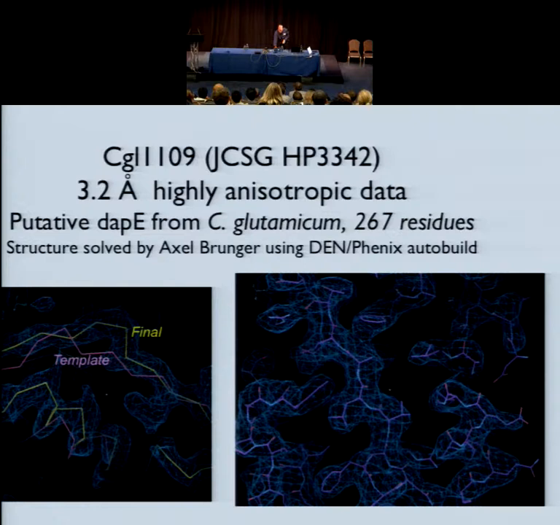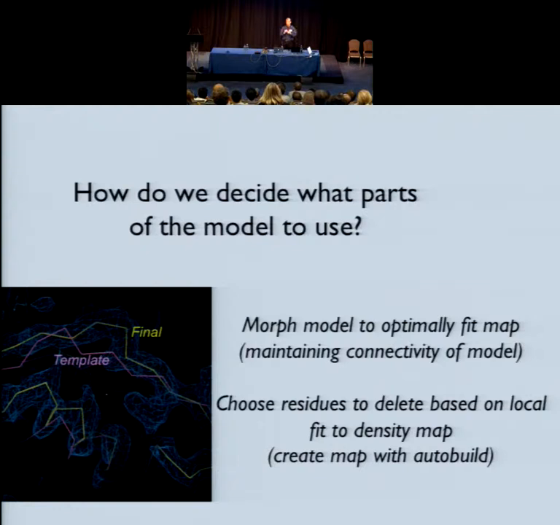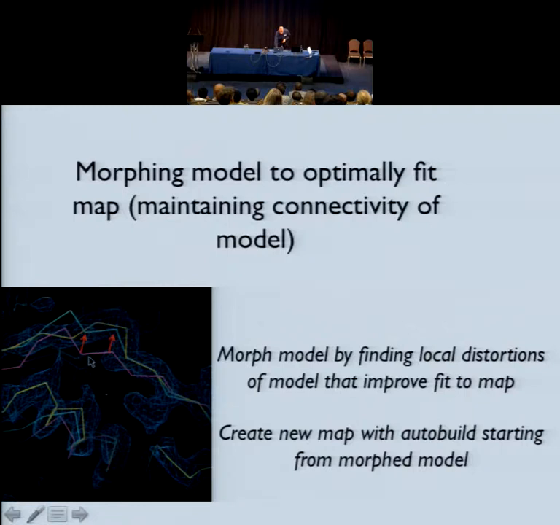The first step here is we're going to start from the template placed in the correct place. Then we're going to morph the model to optimally fit the map. What we're basically trying to get is going from this template, pink here, towards that final structure. And the morph model is in blue here. You can see that the morph model, the chain just doesn't change in shape overall very much. It just moves up, and it moves more into the density. So we're going to morph the model to find the local distortions. Then we're going to create a new map with auto building, starting from that morph model. So we're going to try to get the very best map we can at this stage before we try to assign our sequence to it.